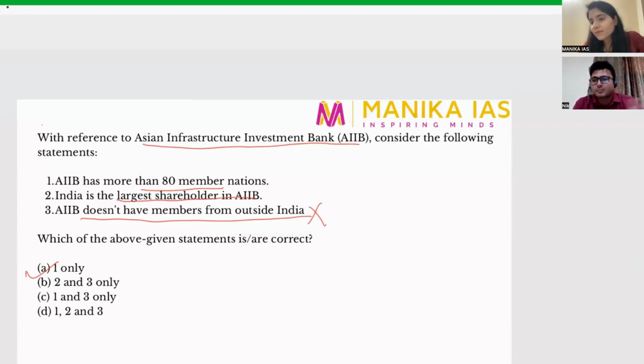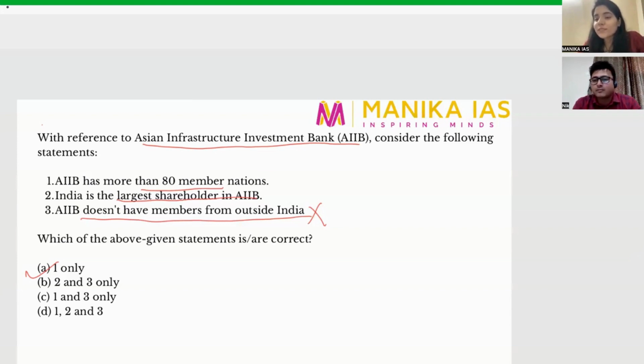taking our nationalistic pride aside, and thinking in a very rational way, India is not the largest shareholder, China is, right? So that way we are able to eliminate the second statement. And the third statement says AIIB does not have any members from outside India. Now we should know that Asia itself doesn't have 80 countries, right? So it has to have countries beyond Asia as well. So in that scenario we can mark option A as the correct answer, right?